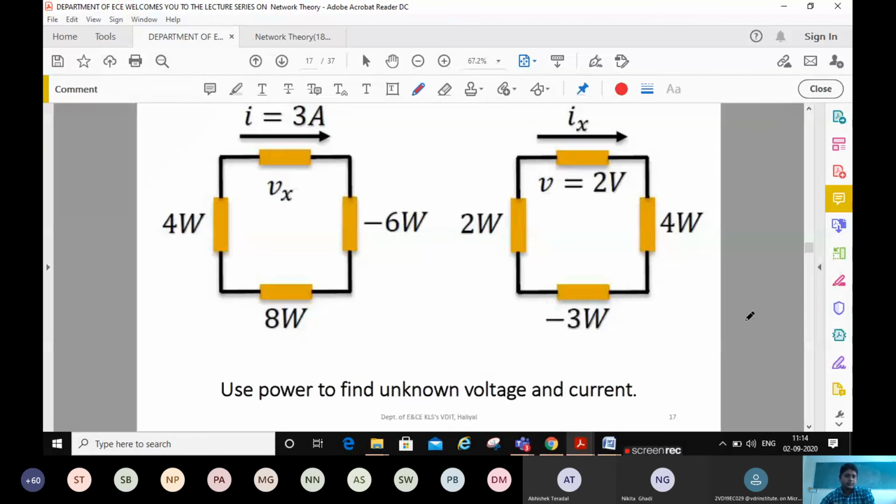You need to use the power to find the unknown voltage and current. That is from slide number 17. This is a small quiz or assignment, so just make a note of that. By tomorrow you need to answer these things. Small questions I am just giving you. The slides are already shared with you. Just make a note that slide number 17 is an assignment.